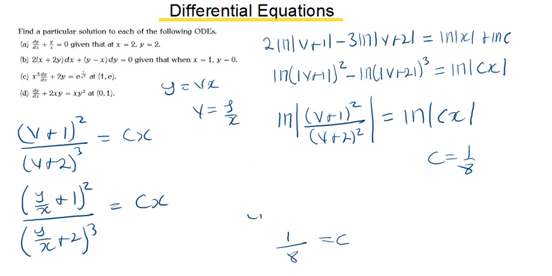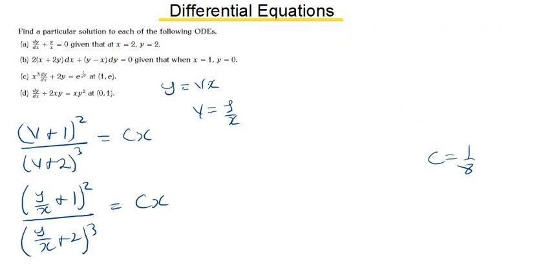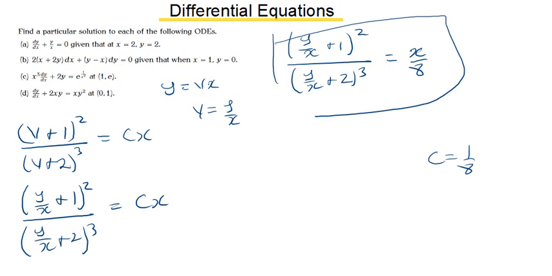How then do we come up with a conclusion? For this one, it will simply mean you have your (y over x plus 1) squared divided by (y over x plus 2) to the power 3 is equal to, where I have c, I'll put 1 over 8, meaning that will be x over 8. I'll leave it at this stage. You can go ahead and put it in terms of y, and that will be your general solution, I mean, that would be your particular solution, having substituted the value of c.